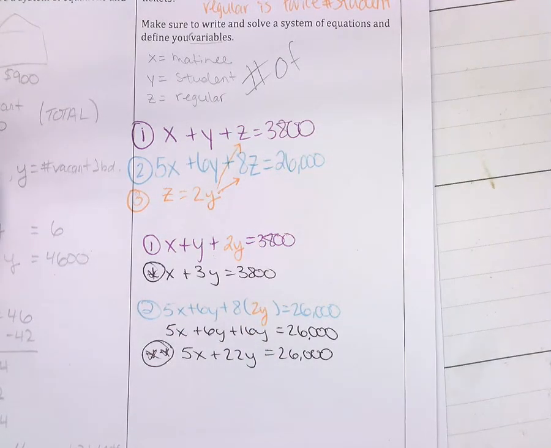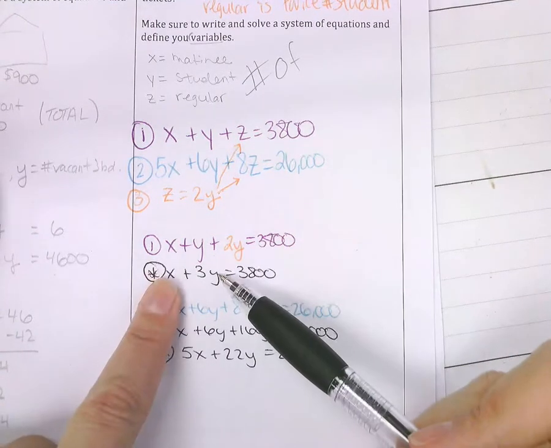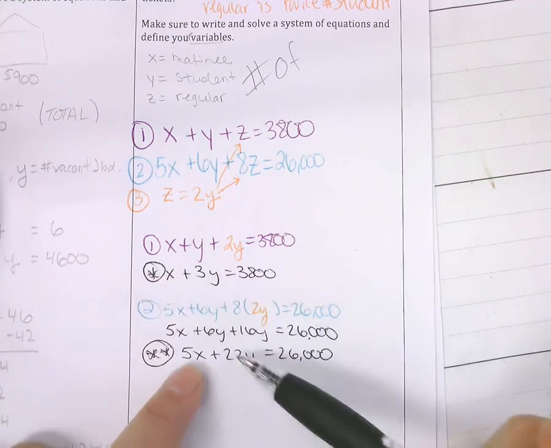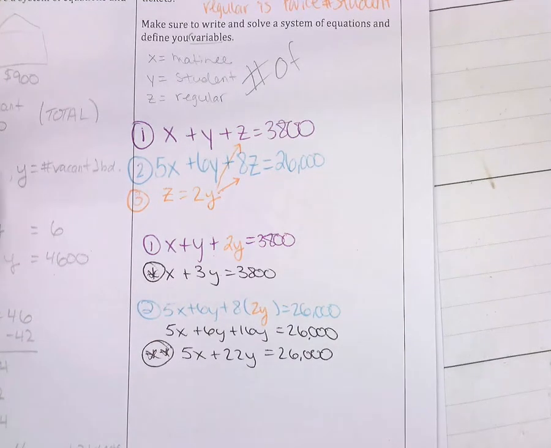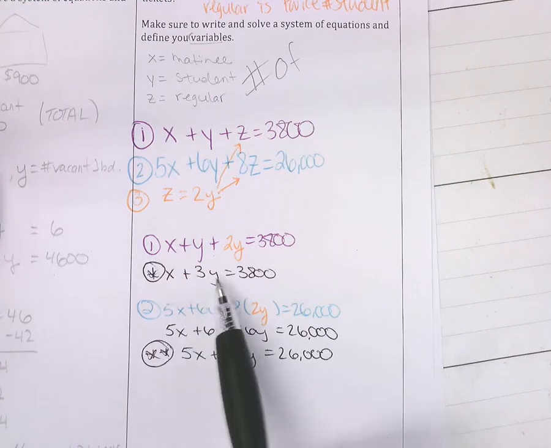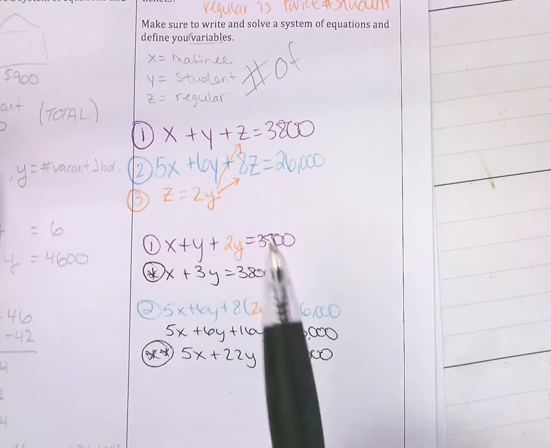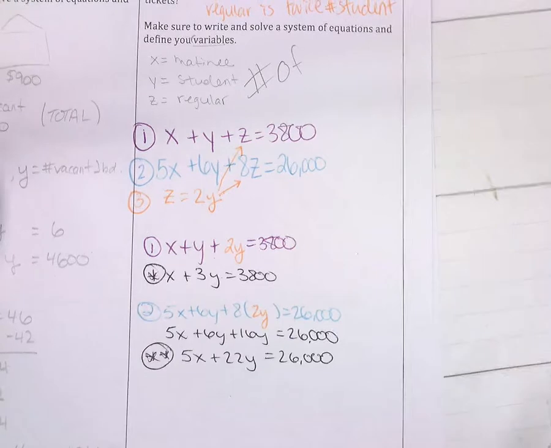So what I've done is I've created an xy equation and another xy equation. Don't create an xy equation and an xz equation and expect those to be put together, because you can't do anything with that. So you're eliminating the same variable twice. Now you can use elimination with what's left.